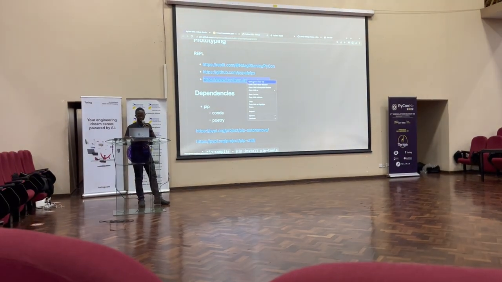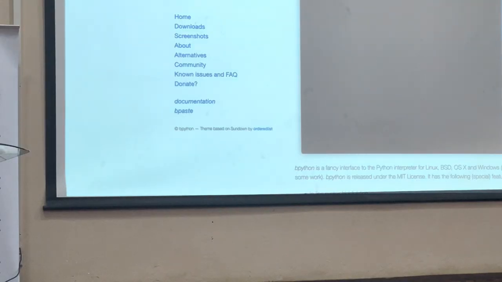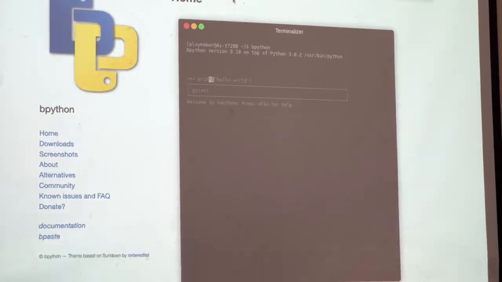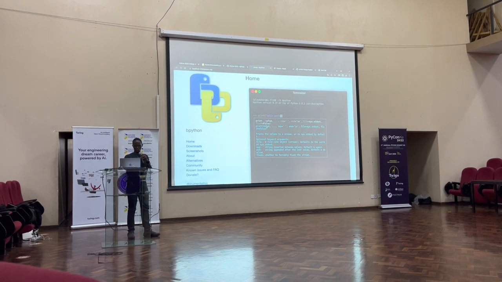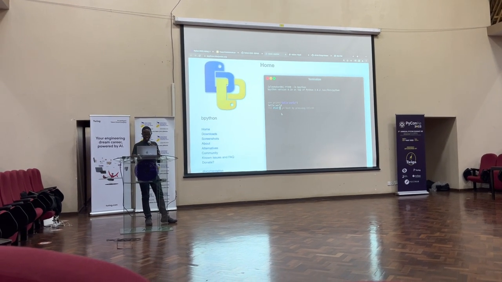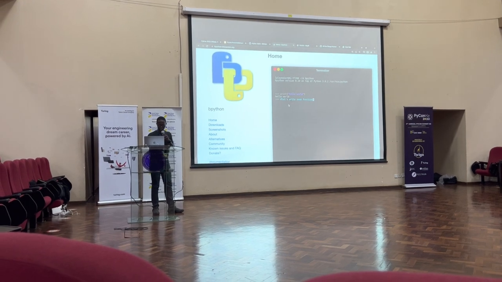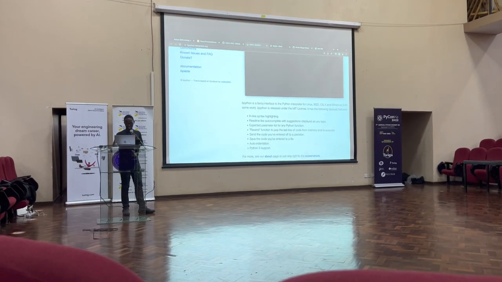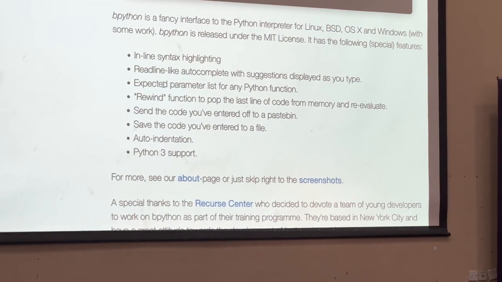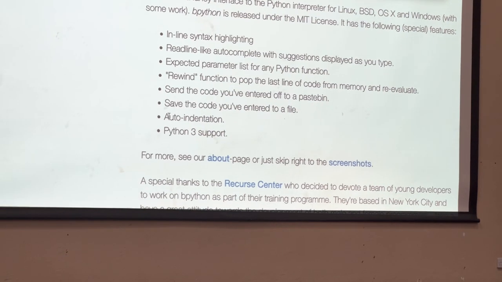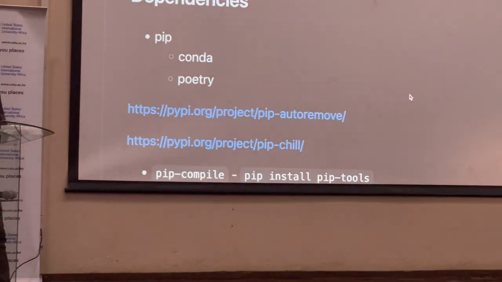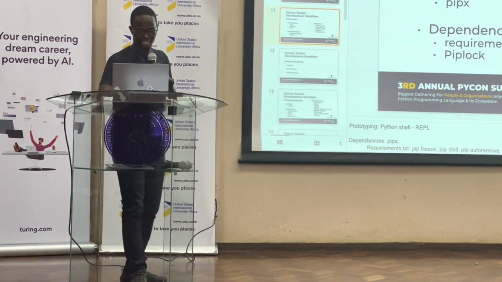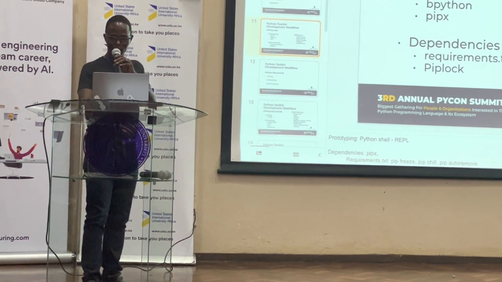And this is the BPython I was talking about. So specifically for you, you can look at the benefits. Let's see. It does give you the reference, autocomplete itself, and a number of other things. Inline syntax highlighting. The one that I really like, and I think IPython also does this, is the auto indentation. Yep. I think that is in IPython, right? Okay. Yes. So BPython is also an option for you.